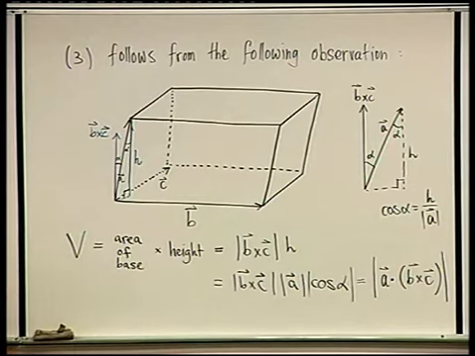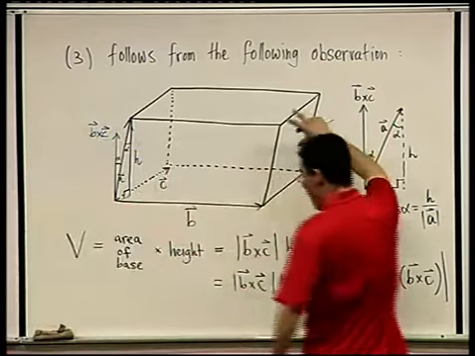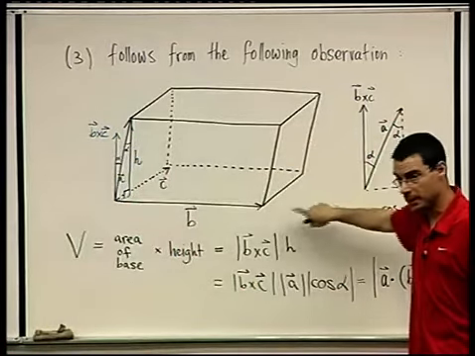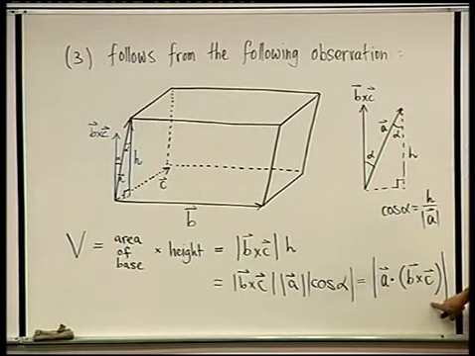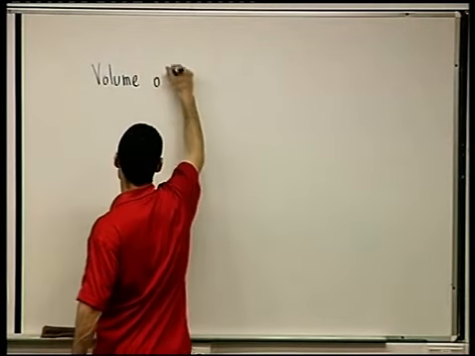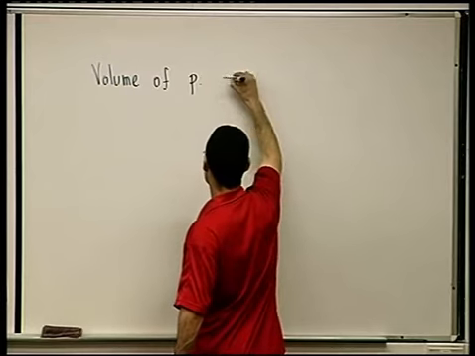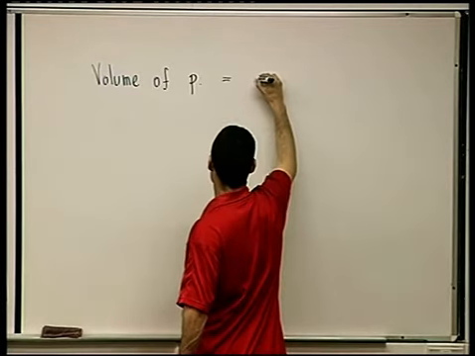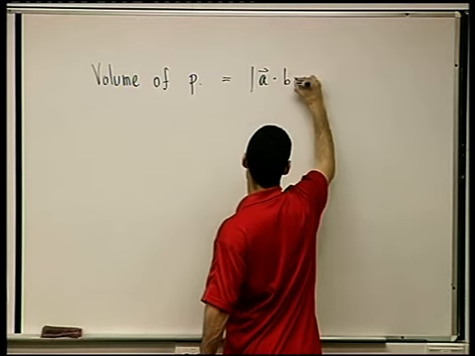Okay, so what was this remark? The volume of the parallelepiped is exactly the absolute value of the triple product. Do you agree to that? Okay, so let's write it. Volume of P equals the absolute value of the triple product, A dot B cross C.